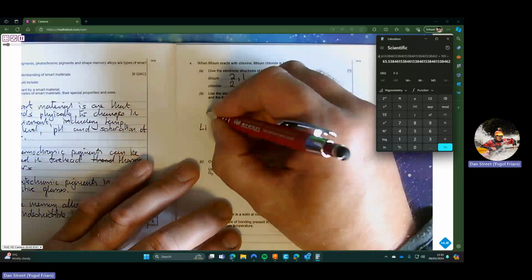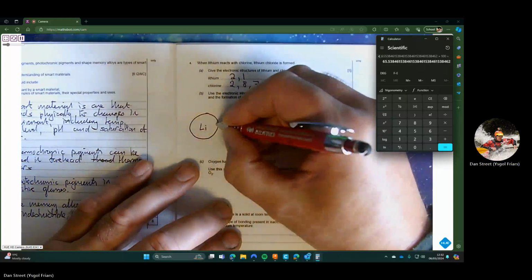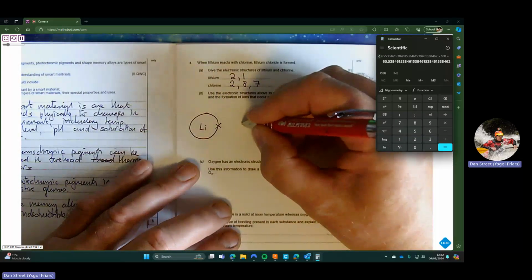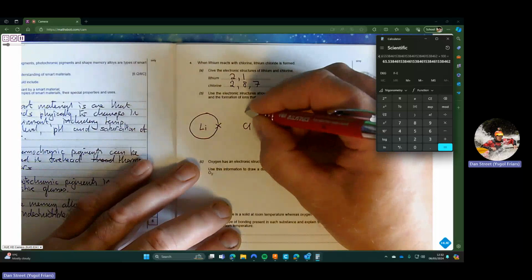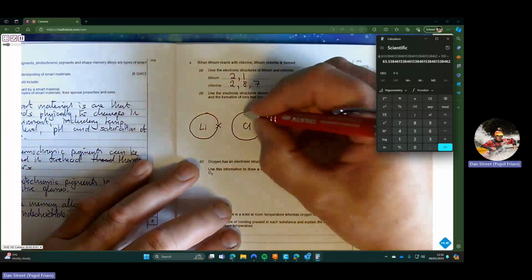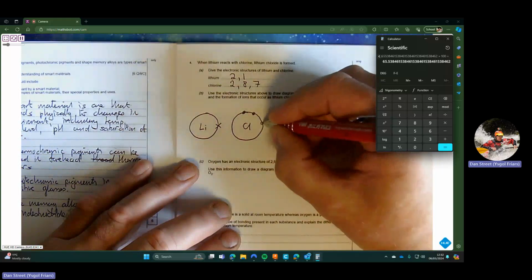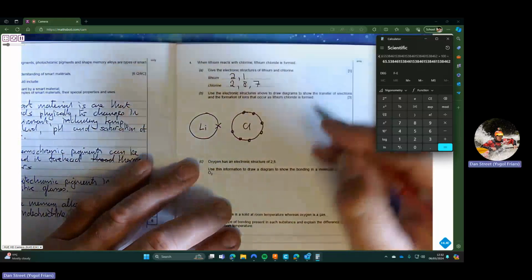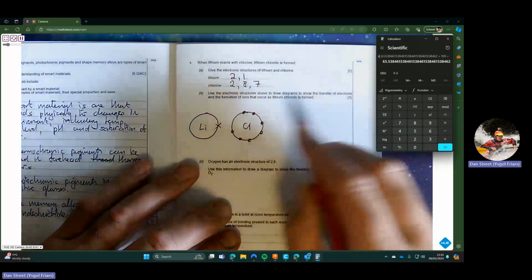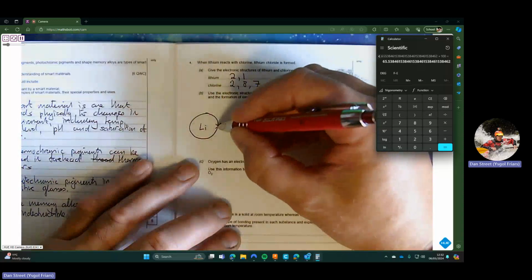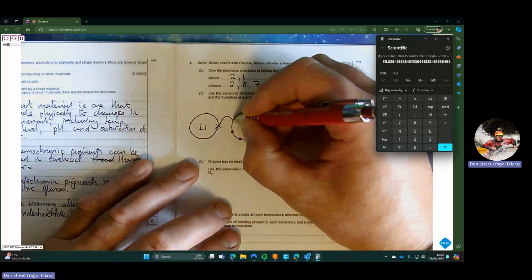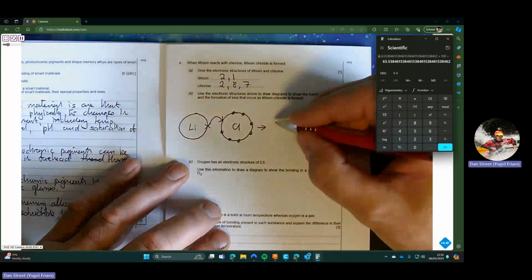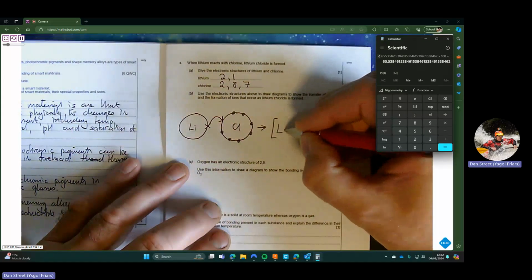Okay, so we can get away with just drawing that single outer shell. We don't need to draw the inner one, although if you're more comfortable doing that, it's not wrong. It just makes the diagram more complex. Chlorine has 7 electrons in its outer shell, and again, we don't need to draw the inner shells for this sort of diagram. And so the question says, draw the diagram to show how the transfer of electrons and the formation of the ions can occur. So the transfer of electrons is shown by an arrow going from that electron there to the shell of the chlorine. As a result of that process, we end up with a lithium ion.